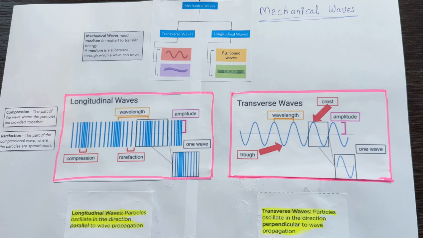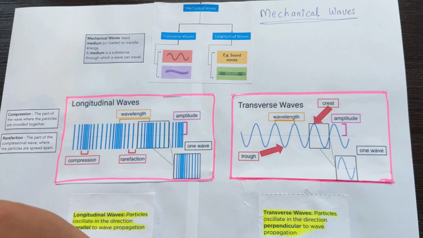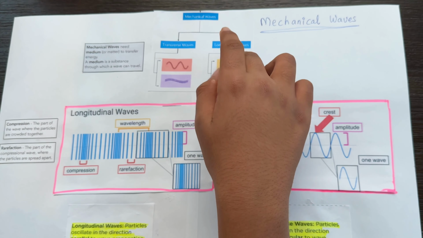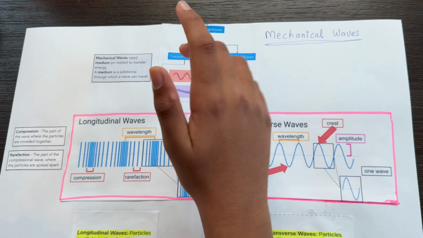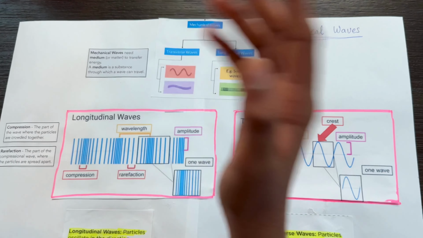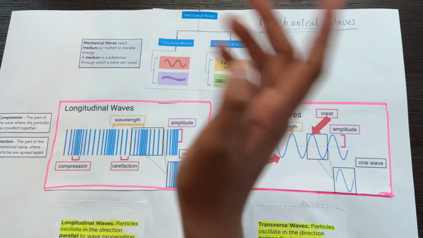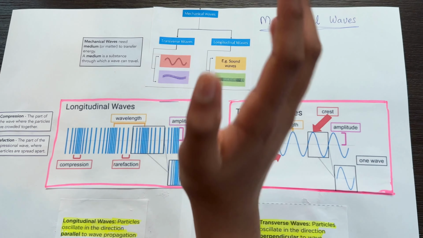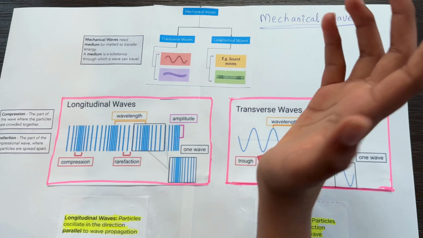In this video, we're going to be talking about two different types of mechanical waves, transverse and longitudinal waves. Now, a mechanical wave needs a medium to be able to transfer energy. Waves do not transfer matter, they transfer energy. A medium is a substance through which a wave can travel.